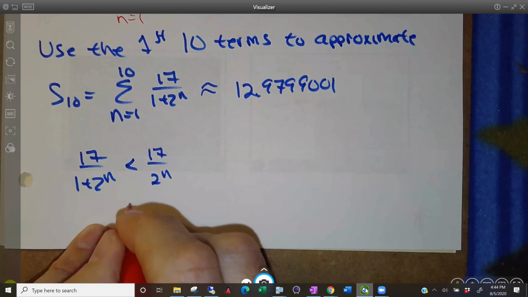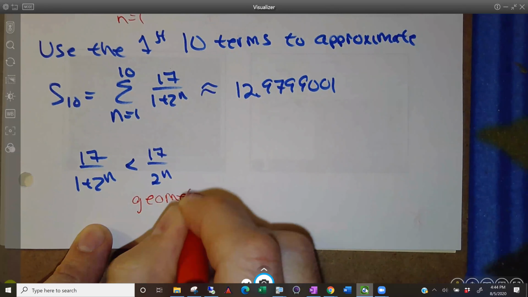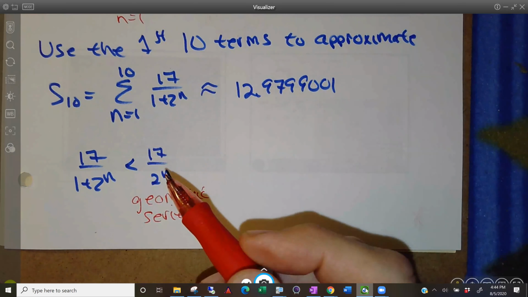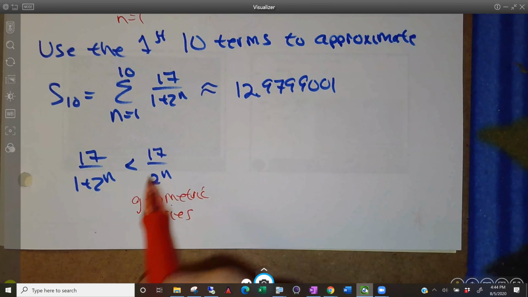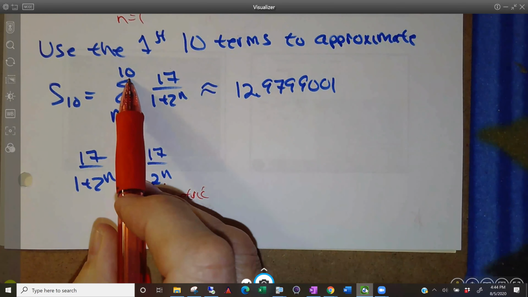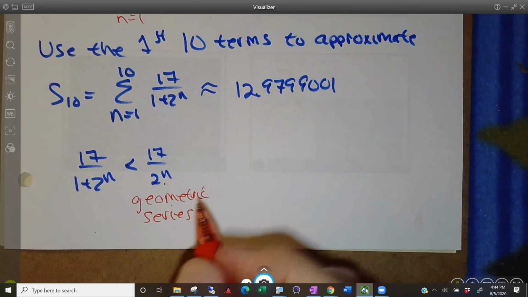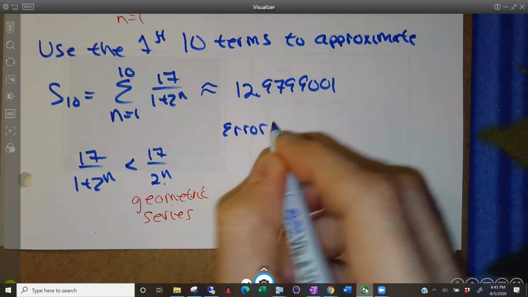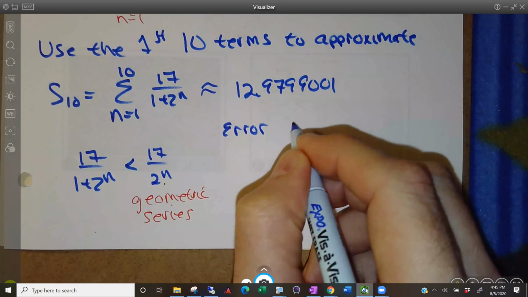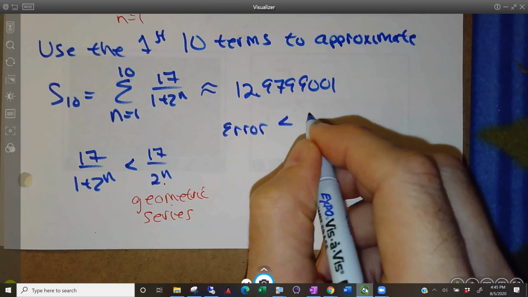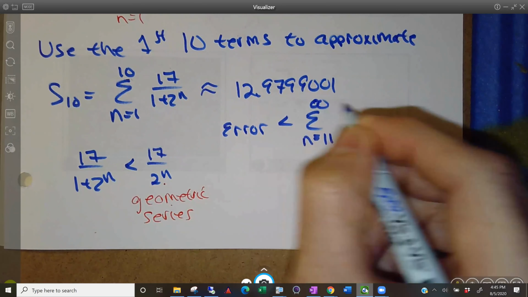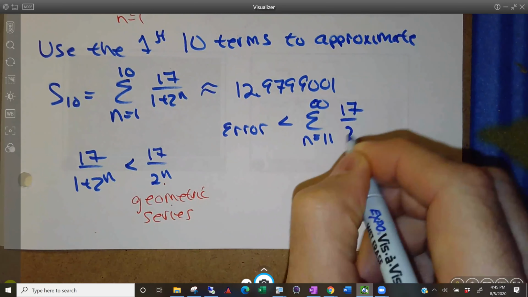It's important because this is a geometric series. And we can sum that one up. But what we're going to do is we're going to sum it up not from 1 to infinity, but from the first term we left off, which is 11. So the error is going to be approximately, it's going to be less than, really, the sum from n equals 11 to infinity of 17 over 2 to the n.